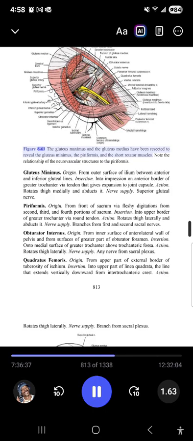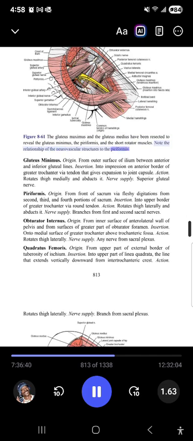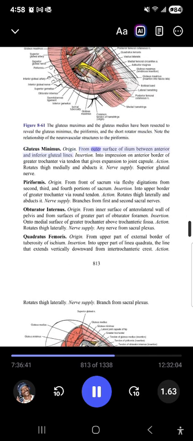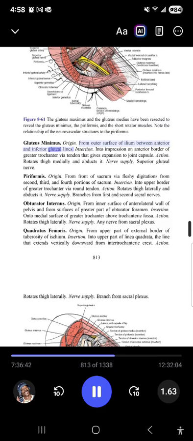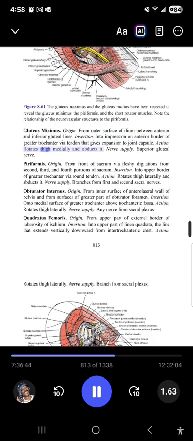Figure 8-61: the gluteus maximus and the gluteus medius have been resected to reveal the gluteus minimus, the piriformis, and the short rotator muscles. Note the relationship of the neurovascular structures to the piriformis. Gluteus minimus, origin: from outer surface of ilium between anterior and inferior gluteal lines. Insertion: into impression on anterior border of greater trochanter, tendon that gives expansion to joint capsule. Action: rotates thigh medially and abducts it.